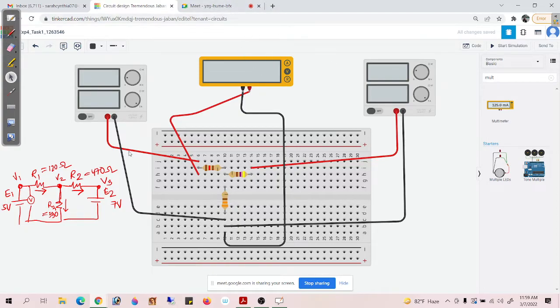Okay, so let me start my simulation. And let me tell you first, the voltage at the multimeter should be equal to E1. Please check if it is correct. Yes, it's exactly equal to the voltage of E1, that is 5 volt. Did you all get 5 volt? Yes, sir.